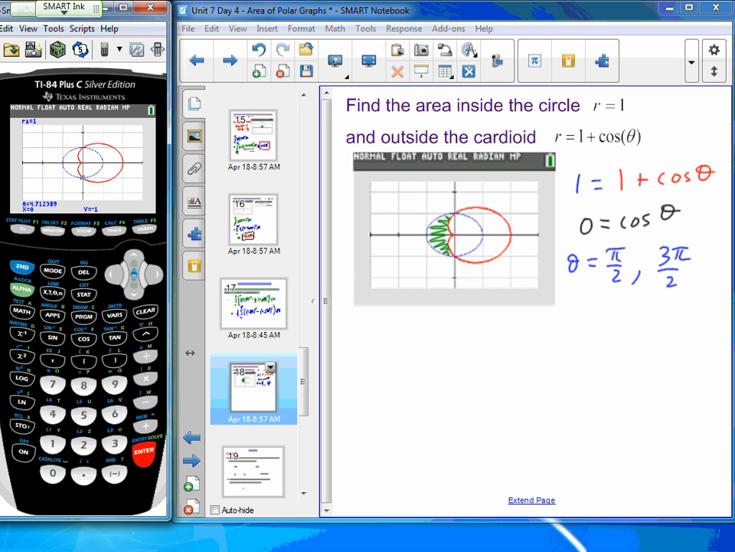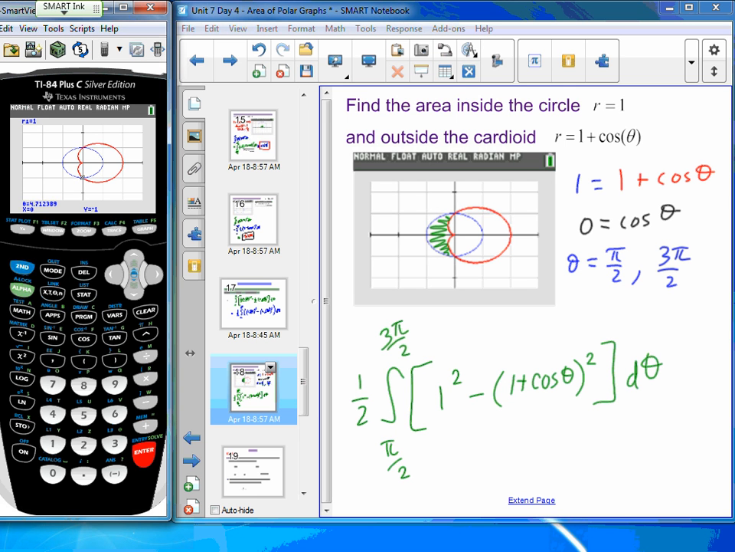So we'll set up our integral, and we'll go from pi over 2 to 3 pi over 2. I'm wondering, do I want to put my 1/2 out front? Let's go out front. Thanks for asking. And we want r sub 1 of theta quantity squared. So for us, that's going to be 1 squared minus, and now we want r sub 2 of theta quantity squared. So that's going to be parentheses 1 plus cosine of theta, closed quantity squared, closed integrand d theta.